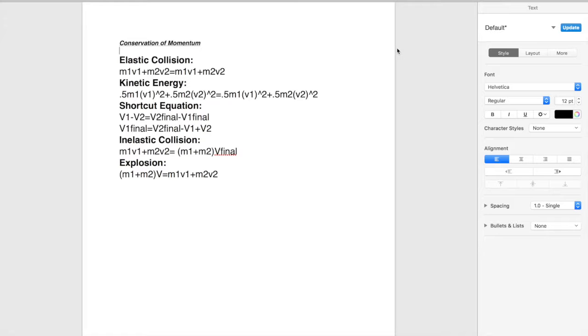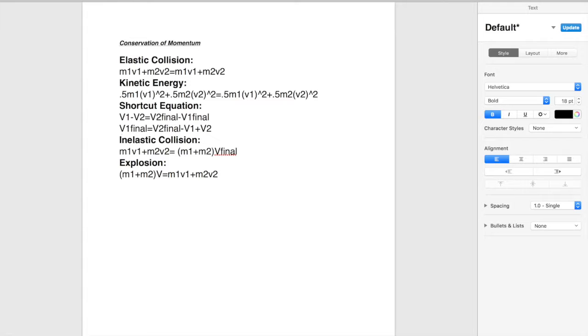So in this equation, we're given 1 half mass 1, velocity 1 squared plus 1 half mass 2, velocity 2 squared has to equal, following the collision, 1 half mass 1, velocity 1 squared plus 1 half mass 2, velocity 2 squared. Now, from these two equations, we're able to derive a shortcut equation to help us find the velocity. We can find that velocity 1 minus velocity 2 equals velocity 2 final minus velocity 1 final, or velocity 1 final equals velocity 2 final minus velocity 1 plus velocity 2.